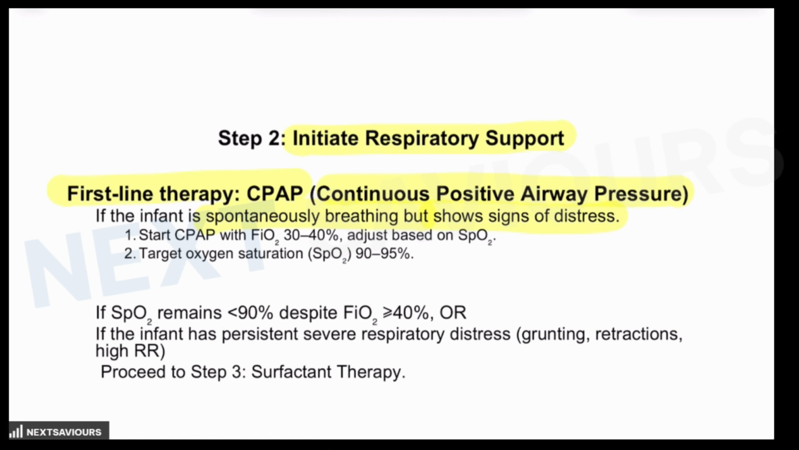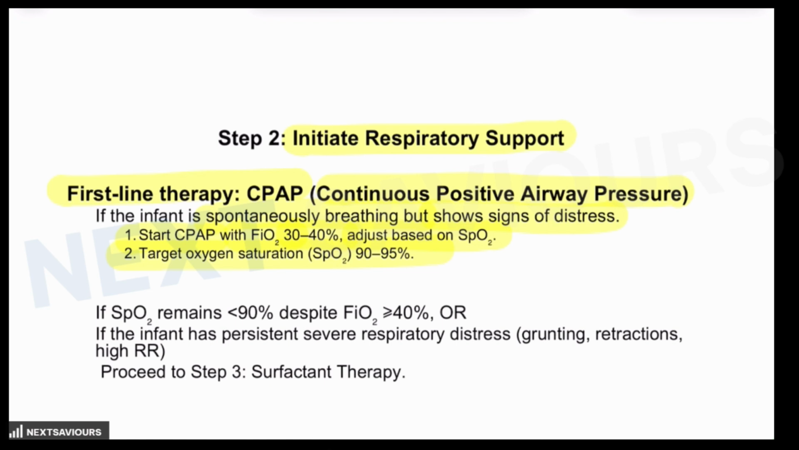Then, how it has to be given? You see, start CPAP with the FiO2 of 30 to 40% and adjust based on the SpO2 levels. Ultimately, the target oxygen saturation is to achieve in between 90 and 95%. If it is achieved, continue with the CPAP and wean if at all required.